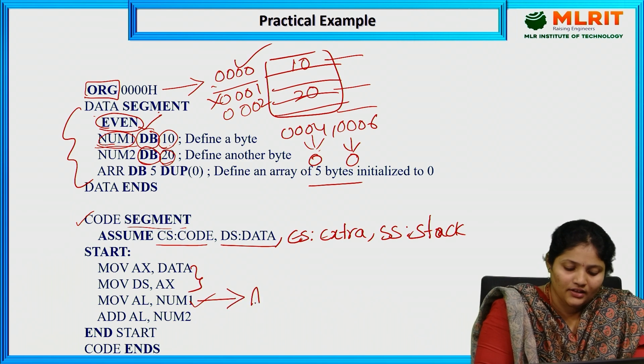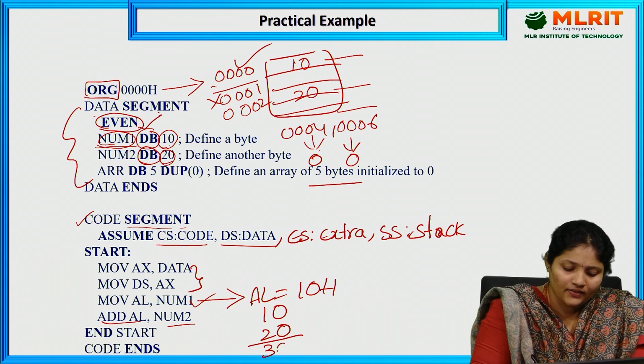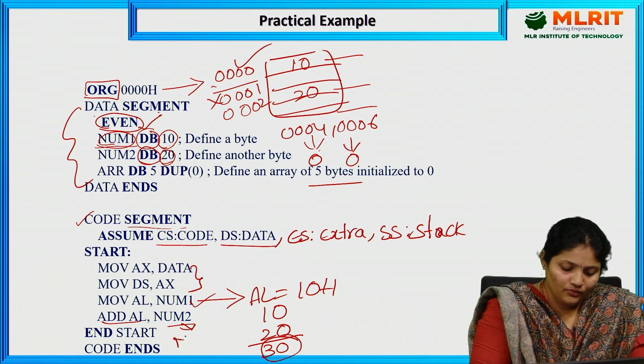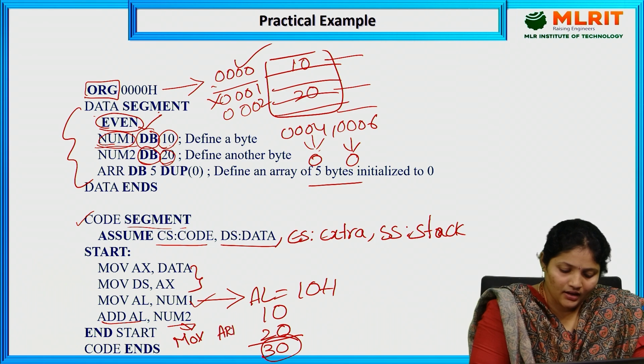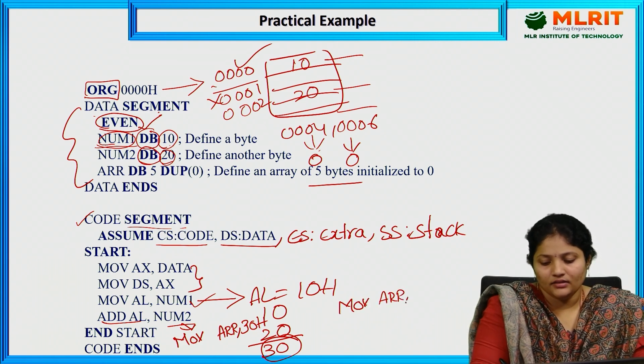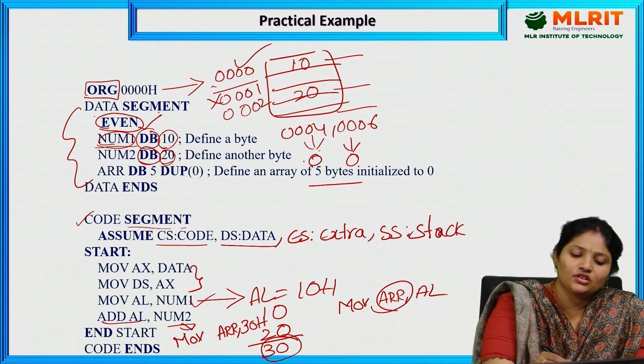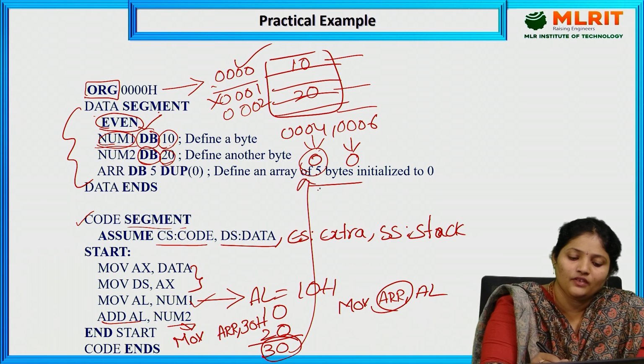In this instruction, AL is having 10H. Then we perform addition between AL and number 2, so 10 and 20 will get added and the output is 30. You can store this 30 in ARR by using another instruction, MOV ARR, 30H, or you can use MOV ARR, AL. It will go to that particular memory location and store the output which we are getting, 30, instead of 0.